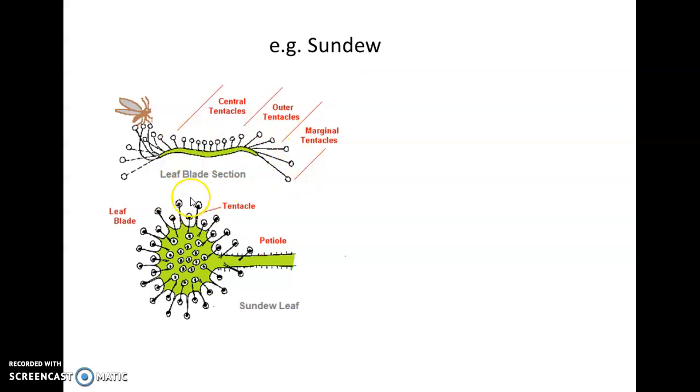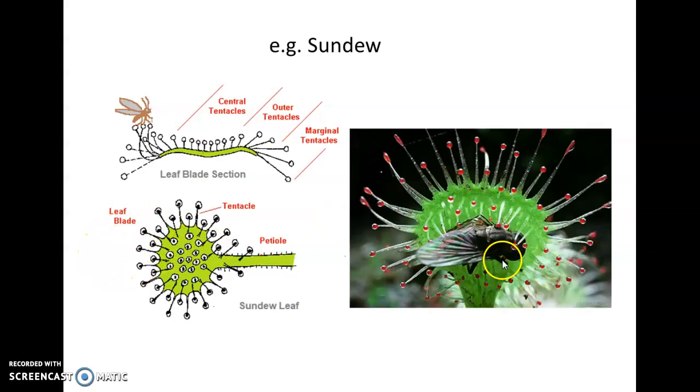Next example is sundew. Sundew is another example of an insectivorous plant. You can see here the upper surface of the leaf blade consists of hairs and glands which secrete sticky fluid. When an insect sits on the leaf surface, it gets entangled. The hairs close up the insect and the glands secrete enzymes which digest the protein of that insect and get the nutrition from it.